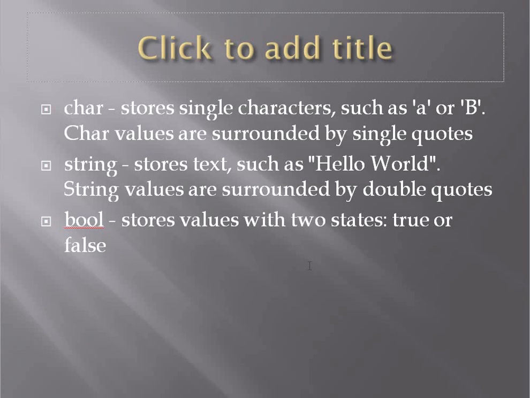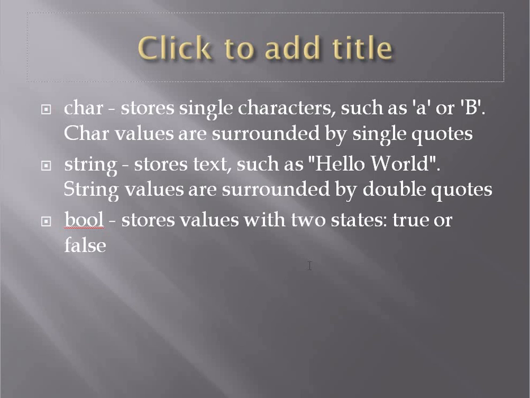Then char stores a single character such as a or b. Char values are surrounded by single quotes. In a character variable we can also store a string, but we have to use an array of characters. Then string stores text such as hello world. String values are surrounded by double quotes. We have to give double quotes when we want to store a string, and if you want to store a single alphabet, then you have to give single quotes.